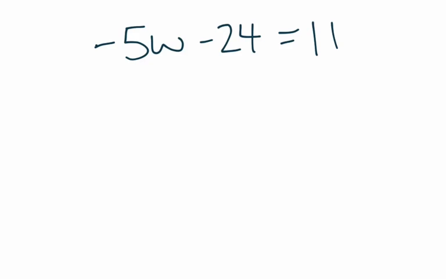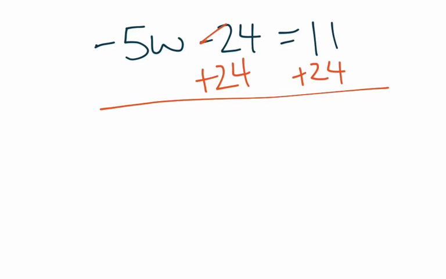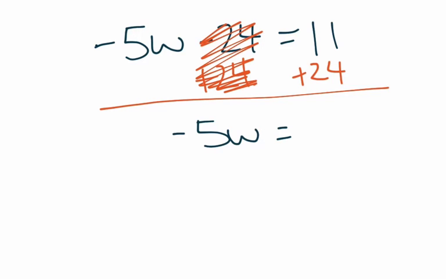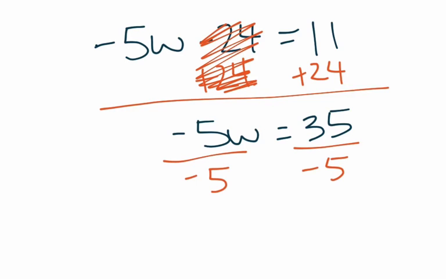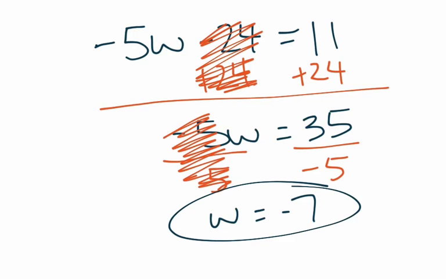So this is just a two-step equation. Hopefully you're getting really good at these. We're going to add 24 to both sides. These go away. We get -5w equals 35. And then we're going to divide by -5. These 5's go away, and we get that w equals -7. 35 divided by -5 is -7.